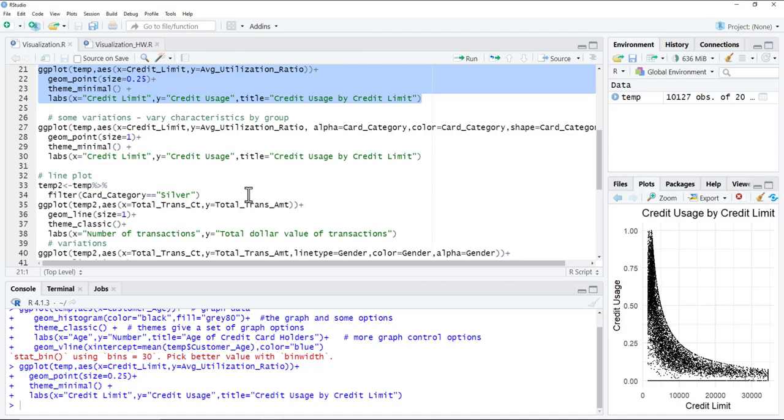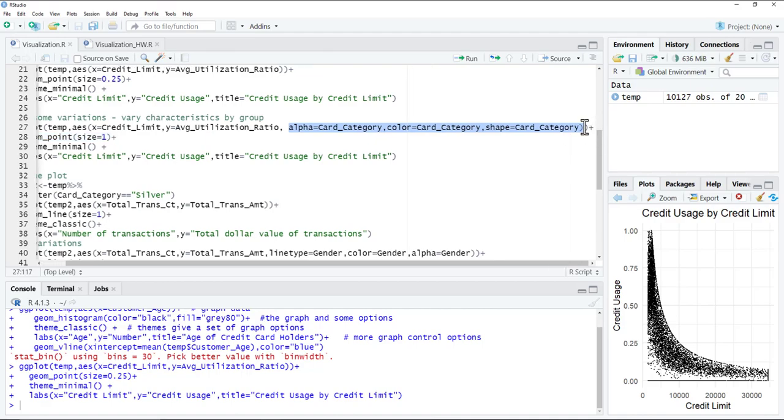Then let's try a couple of other things. So if we add groups to the plots that we're using, it will change features of the plot by each group. So here I'm giving you several different things you could try. Of course, you don't need to use all of them. You could use one, and there are some other options as well. But this is in our aes statement. Alpha says how transparent we make the plot point. Color is the color of the plot point, and shape is the shape that it puts in. And we're going to vary that by card category.